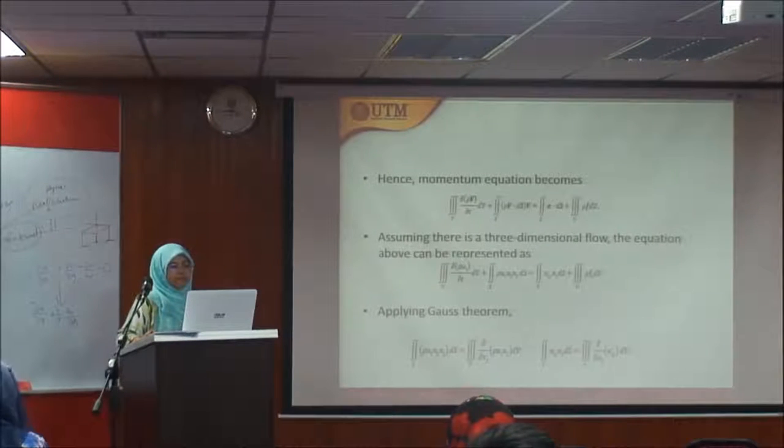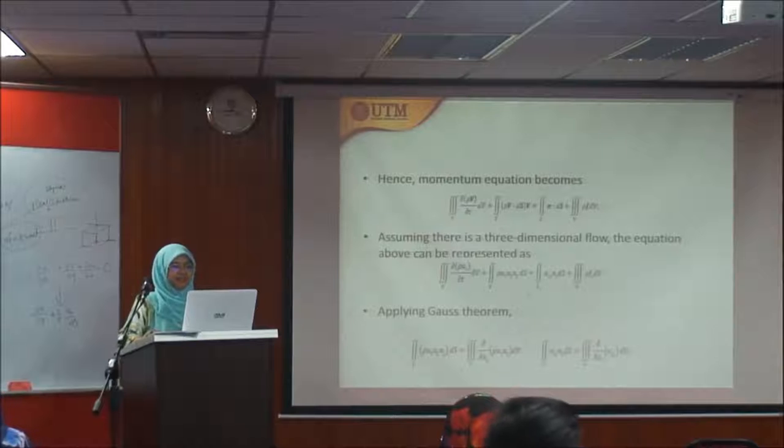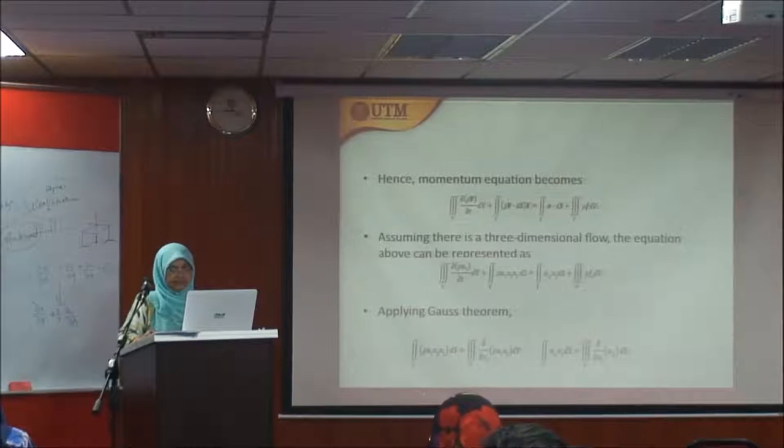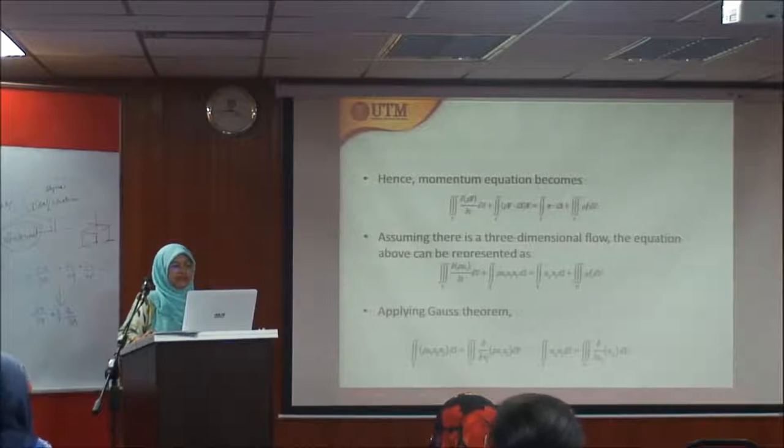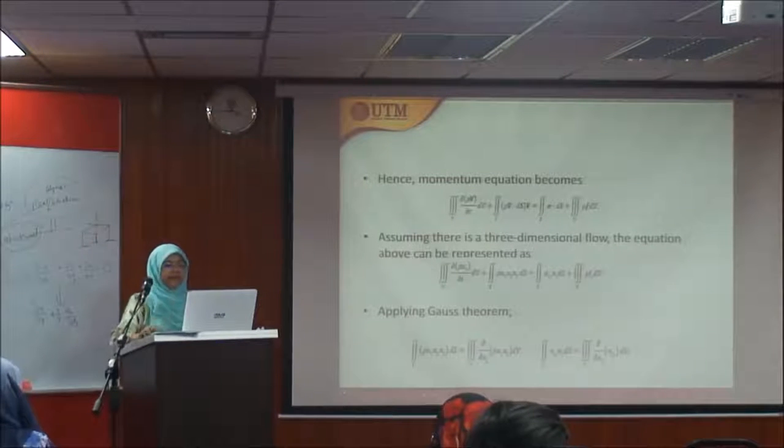Again, we apply the Gauss theorem. That's the use of the Gauss theorem that we learned. So the double integral over S changes to a triple integral. U I, U J, n J dS becomes del del x J of rho U I U J dV, which means del dot.